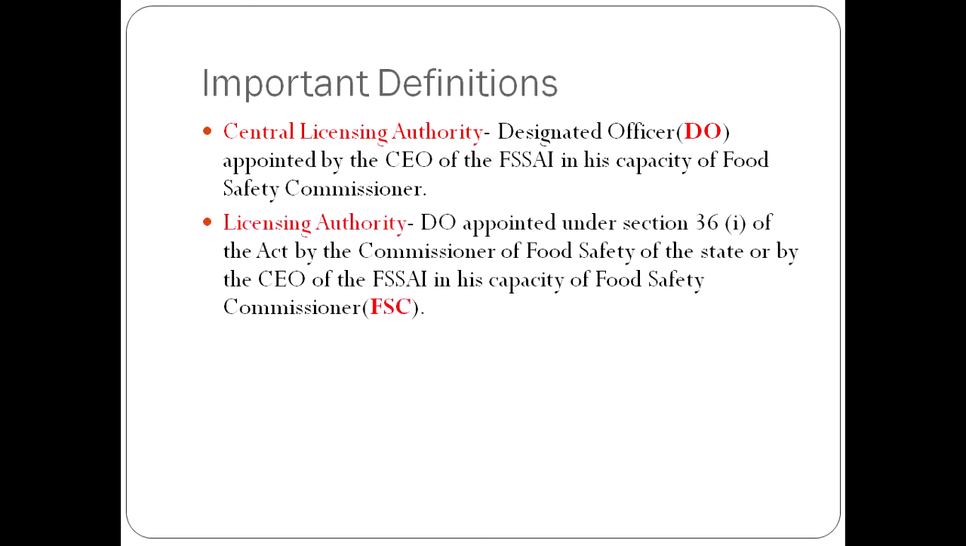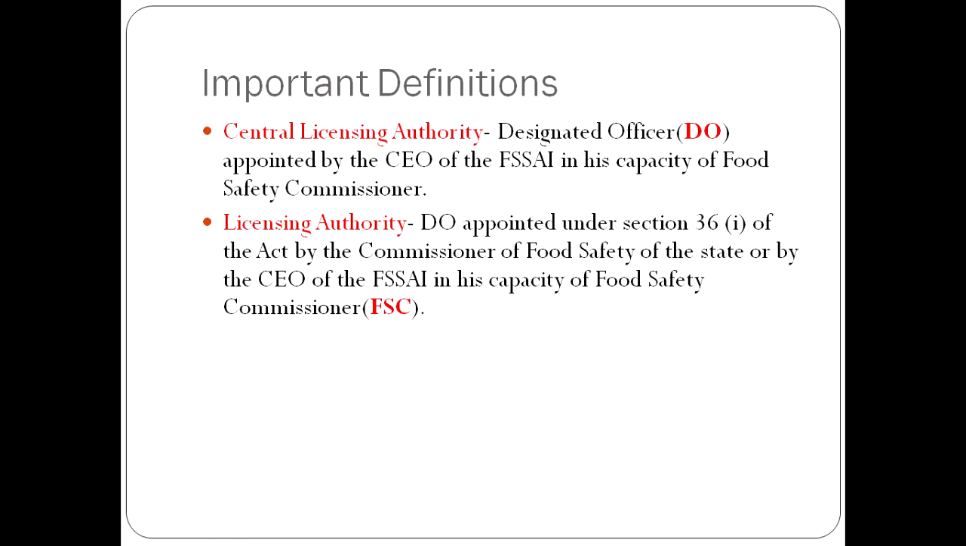The next is Licensing Authority. A licensing authority is also a designated officer who is appointed under section 36(1) of the Act. So here we need to remember this one, section 36(1). This might be coming in the form of MCQs. So they might be asking, licensing authority is appointed under which section of FSSAI? So the answer is section 36.